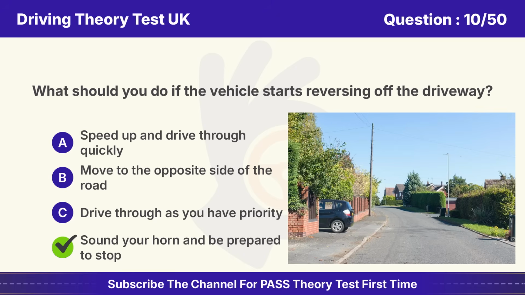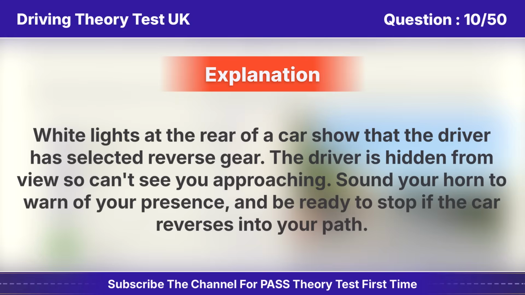Answer is D. Sound your horn and be prepared to stop. White lights at the rear of a car show that the driver has selected reverse gear. The driver is hidden from view so can't see you approaching. Sound your horn to warn of your presence, and be ready to stop if the car reverses into your path.